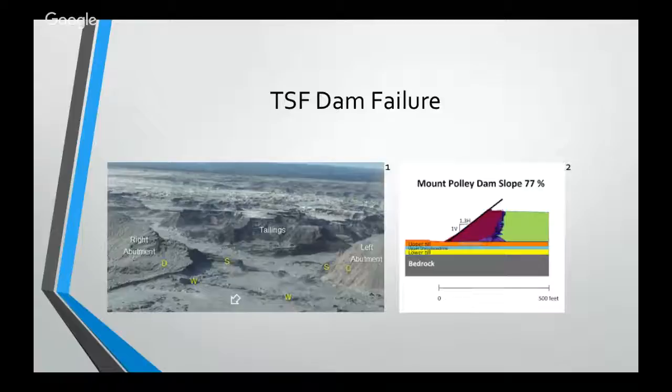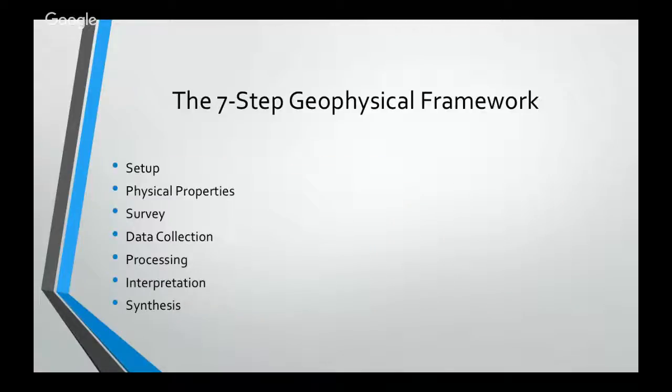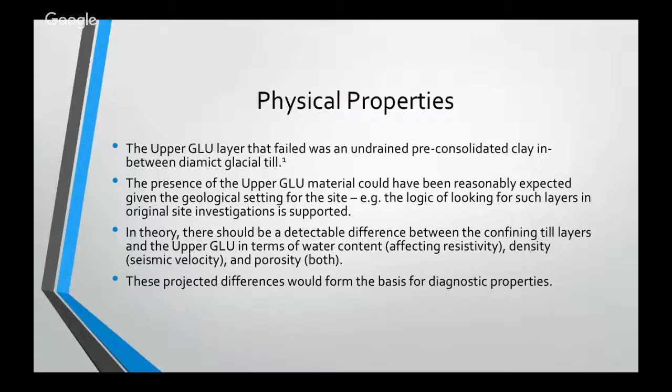Here you can see the layer right there, and this is the failure. As introduced before, the upper GLU layer was an undrained pre-consolidated clay in between the confining glacial till layers, and they differ in water content, density, and porosity. So the physical properties used here are the electrical resistivity and the seismic velocity.